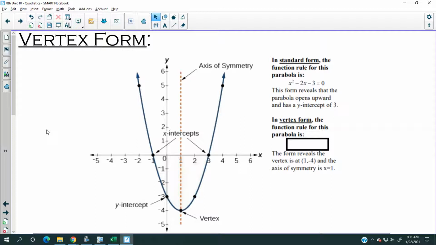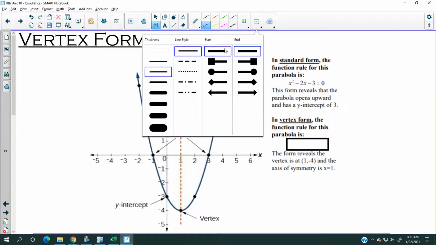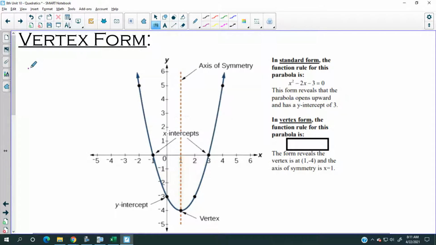Now, what are we doing today? Today I want to introduce to you something called vertex form. I'm going to give you some relative historical information. This is not a history lesson, just a history lesson of our class.